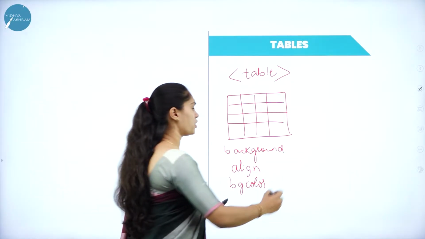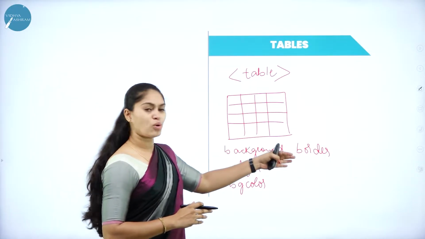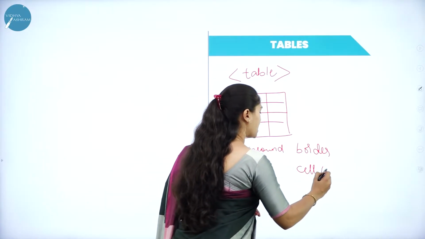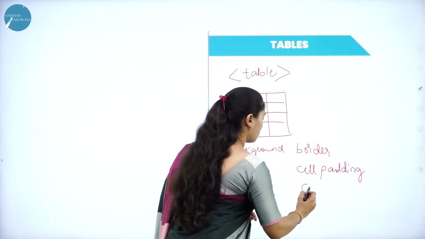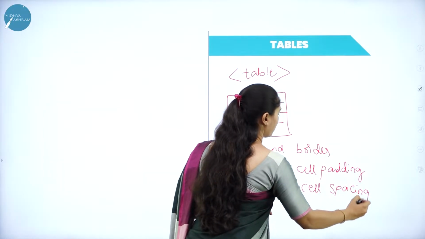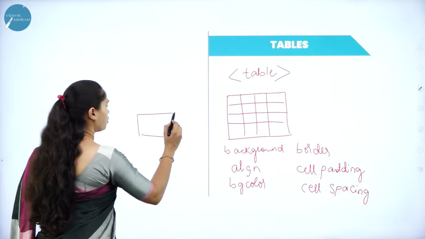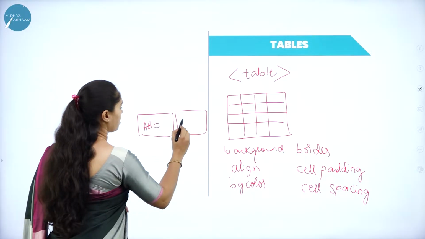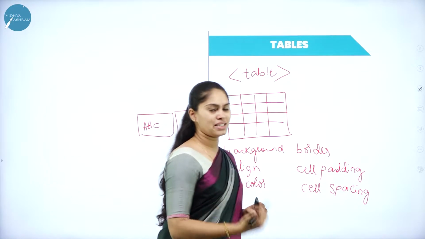And I can also use an attribute called border. I can increase the size of a border with the border attribute, and we can use cell padding as well as cell spacing. So we have attributes called cell padding and cell spacing. There is a difference between the two. Just imagine I have two cells. Within these I write A, B, C and D, E, F as the content of the cells.